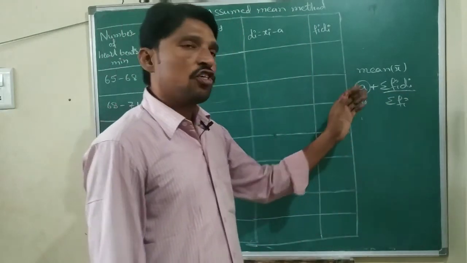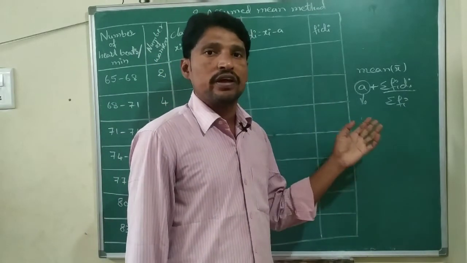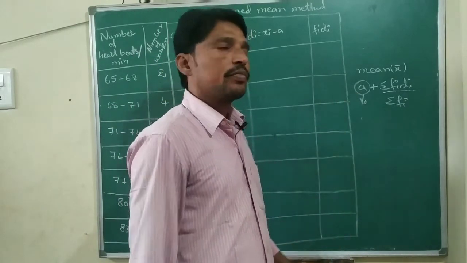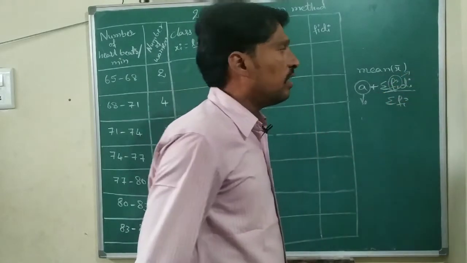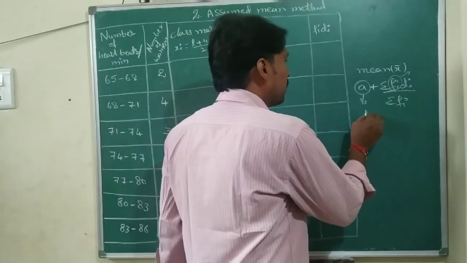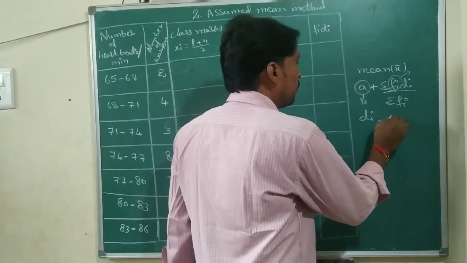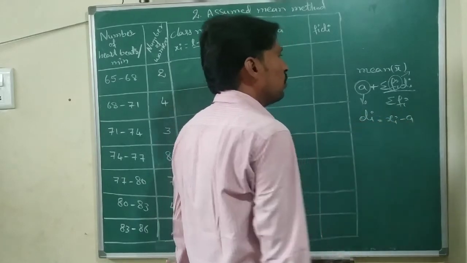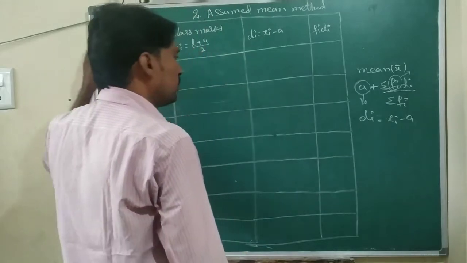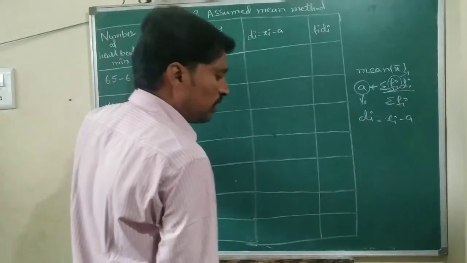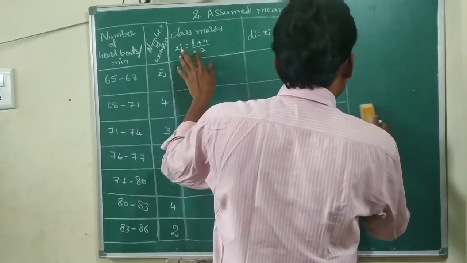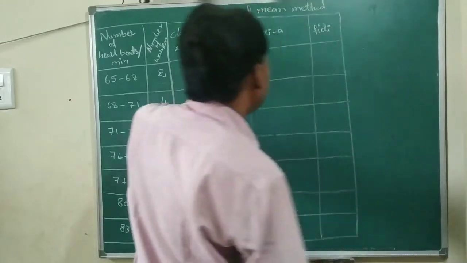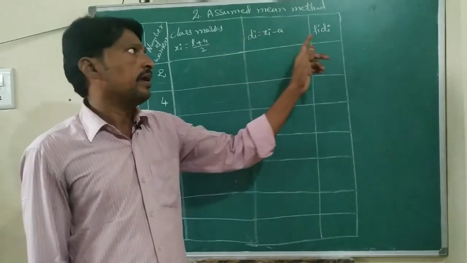A means we are assuming one value in the class marks; that is a. Fi is the frequency of the class intervals, and di equals xi minus a. That is the formula. So I took the table, and in the table I wrote class marks xi equal to L plus U by 2, and di equal to xi minus a.